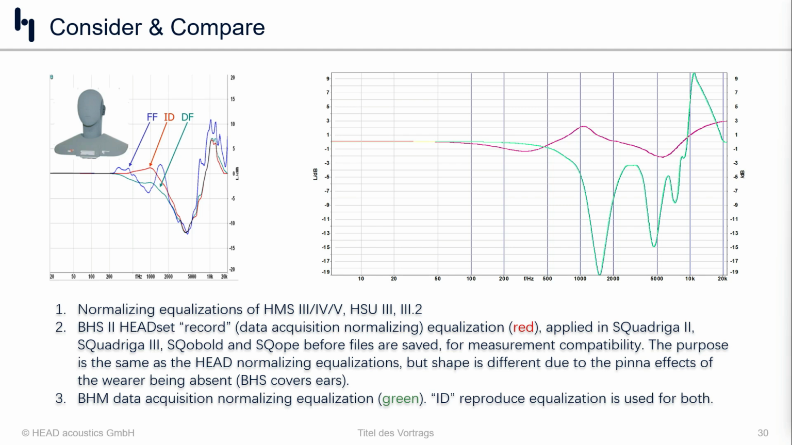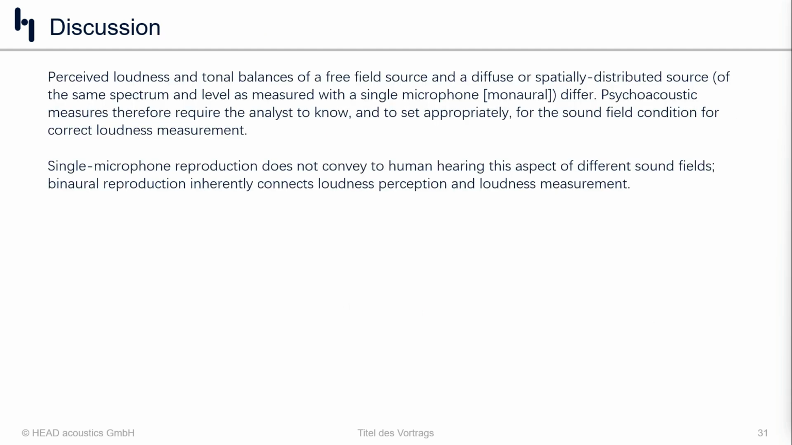Okay, so a quick look here, the normalizing equalizations of the HSU, the HMS, we're familiar with that. So what about the BHM, the BHS? The BHS that covers the pinna requires a much simpler equalization, which is the red curve, and that is applied in the sensor definition when you use it with Squadriga 3, SqoVold, or Scope. The BHM is more complicated than the head because it fits in and replaces your cavum concha, which it partially fills, with a much smaller one, which is the inside of the cone that fits in there when you stick it on your head. So this is the equalization for the BHM. Both of those require ID playback equalization, and then you hear them correctly.